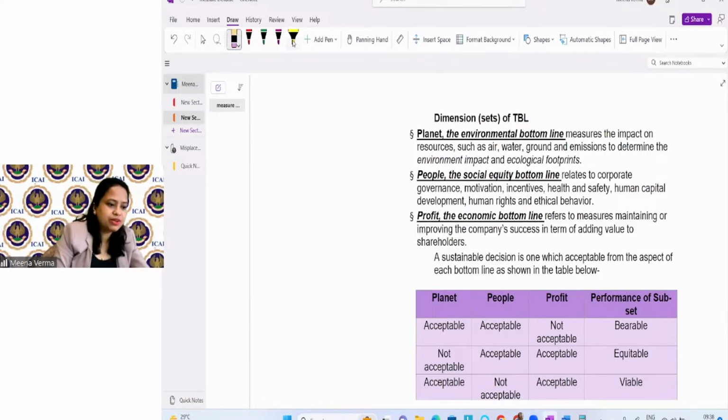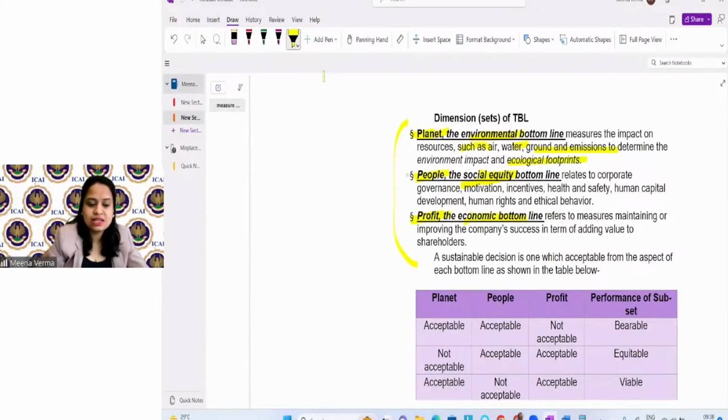Okay, see, this is something we have already discussed. Planet means environment, people means society, and profitability is the economic bottom line. So we will measure these three things: whether air, water, ground and emission, everything is clean or not. Whether the ecological footprint is okay or not. Whether the carbon footprint is okay or not, right?